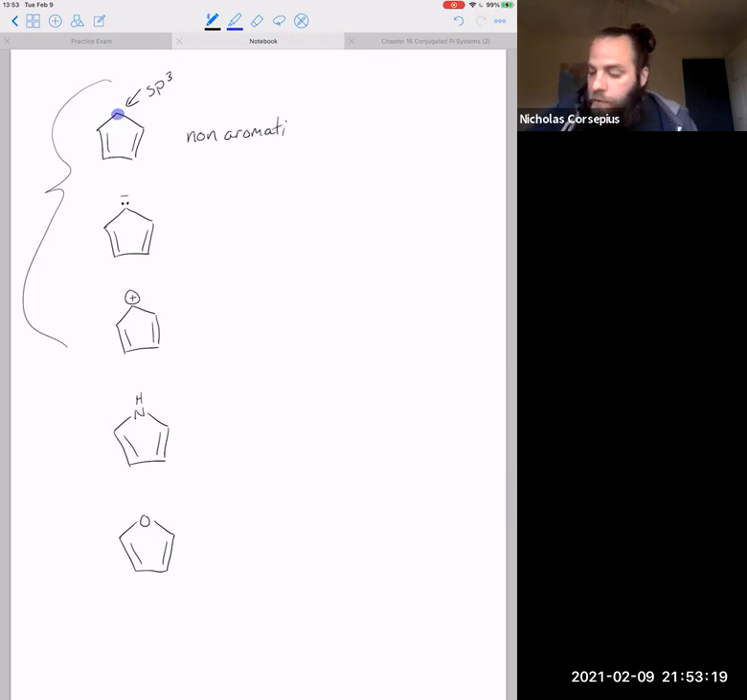So that's what you're looking for in non-aromatic compounds: is there an sp3, or another simple example would be if it's just not in a ring. This is a conjugated triene, but it's not in a ring, so it can't be aromatic.